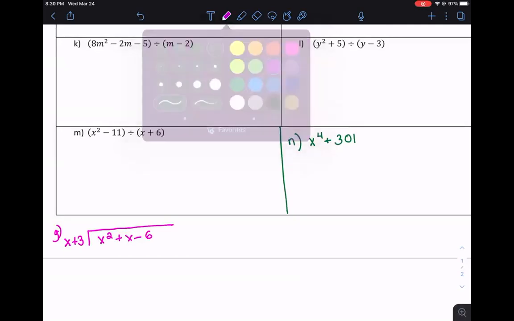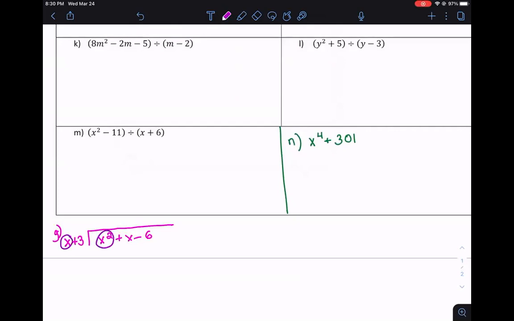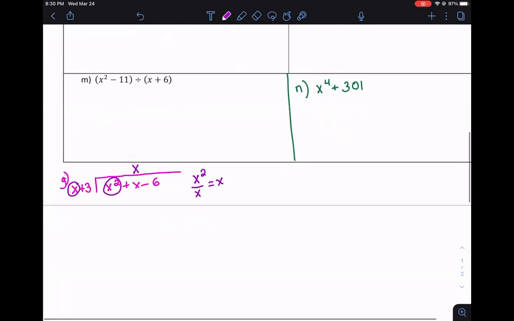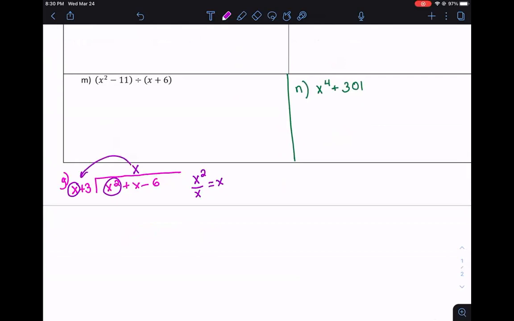I'm going to use the first term of my divisor and the first term of the dividend, and I get x. X goes up here. The next step is to multiply. X times x is x squared. X times 3 is 3x. I negate by changing the sign: if it's negative, it becomes positive, and if it's positive, it becomes negative. These cancel. Negative 1, so this is a 1x. So 1x minus 3x is -2x.